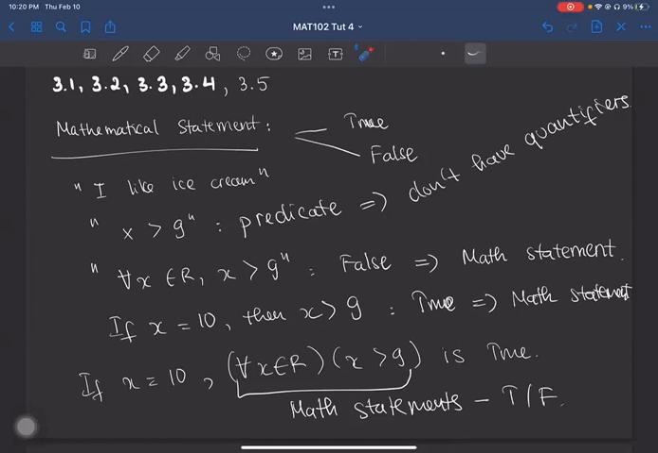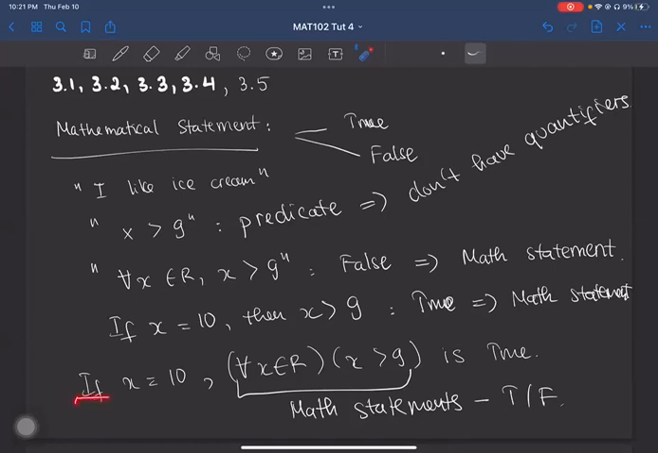Then we have to remember that a predicate doesn't have quantifiers. Why? Because if a predicate has quantifiers in it, it becomes a statement already. It's not a predicate anymore. So the predicate itself doesn't have any quantifiers. I saw this mistake in upper year students as well, not just in MAT102. So I hope that you can remember it and not repeat the mistake.